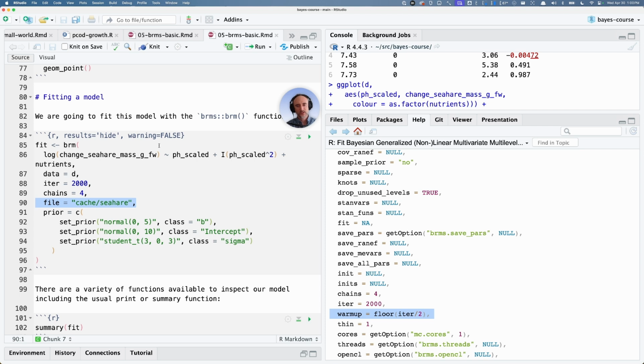I'm telling it here that I want to create a cache of this model in that folder, so if I don't change anything, I can rerun this chunk of code, and I won't have to wait for it to recompile and fit.